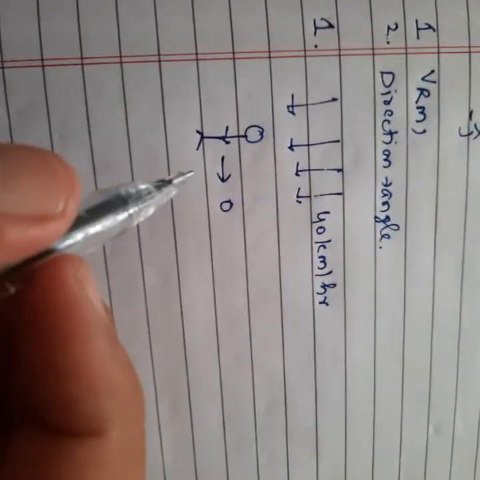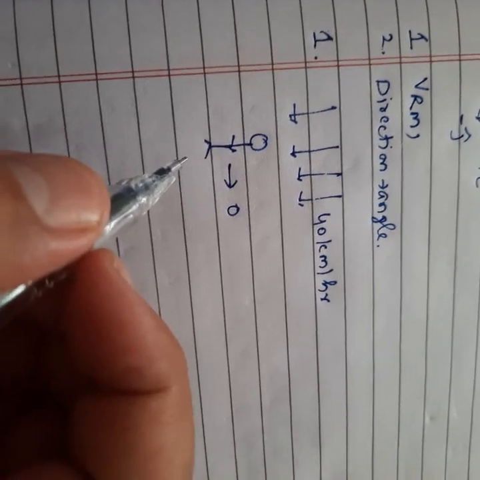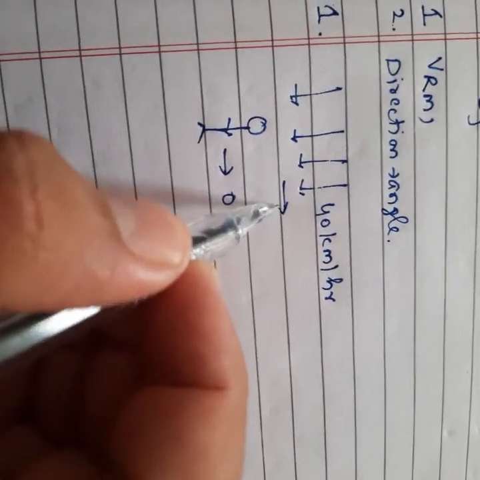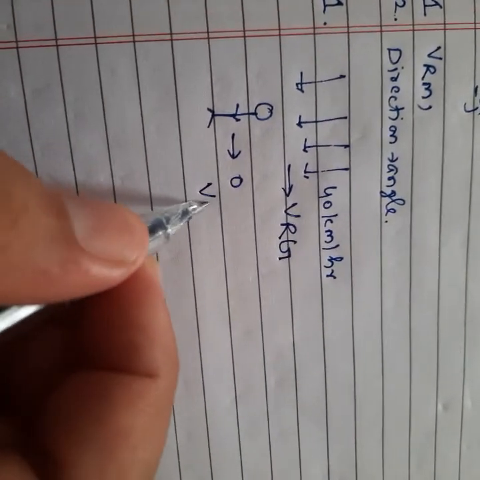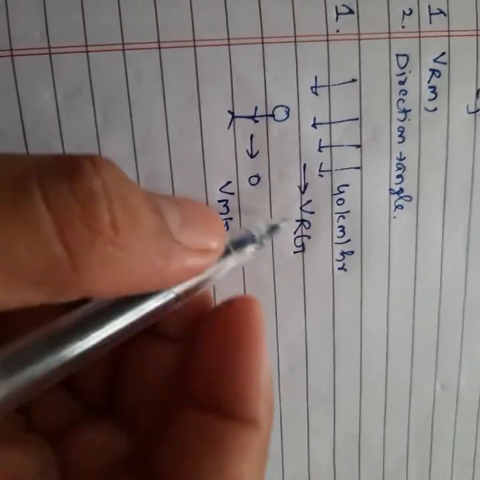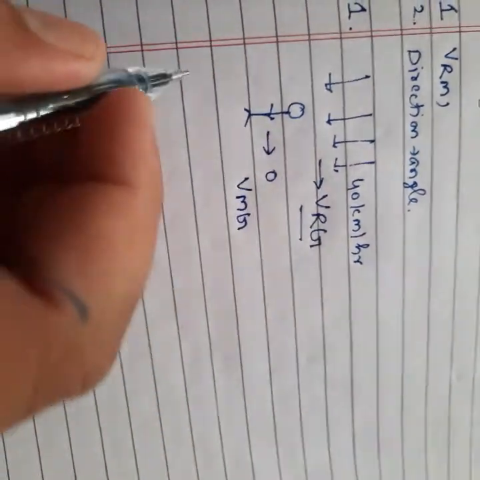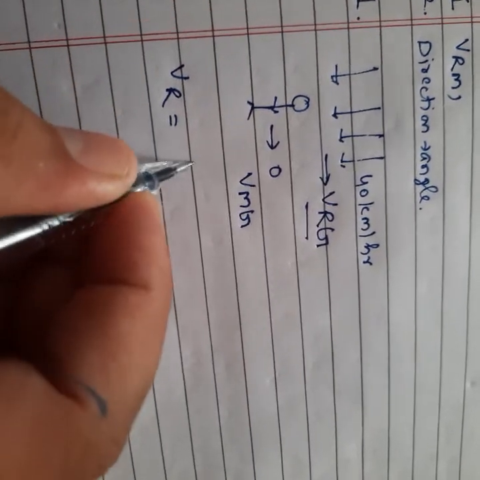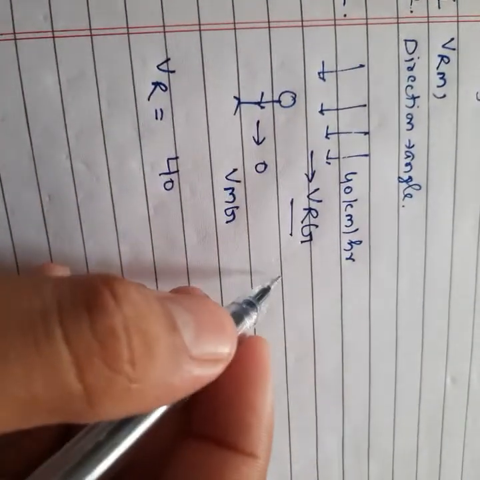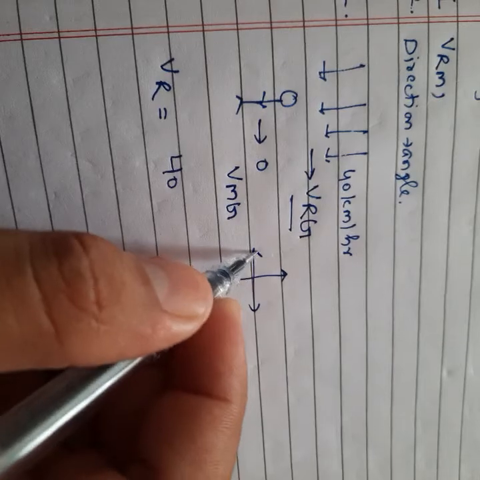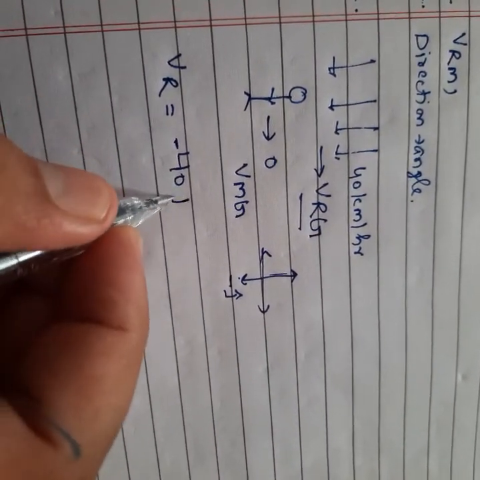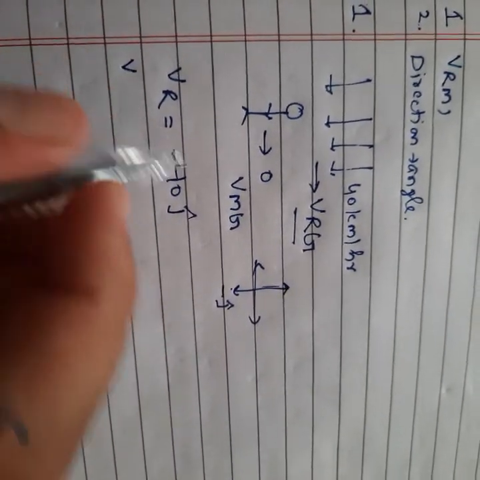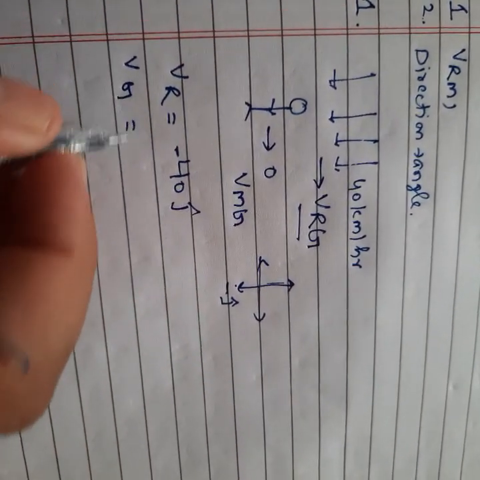So, to find the solution of this question, we have to find the velocity of rain with respect to ground and the velocity of man with respect to ground. This is the basic thing. We know the velocity of rain is 40. Connecting this with the axis, it is coming in the downside direction, so it is minus j. And the velocity of ground is equal to 0.